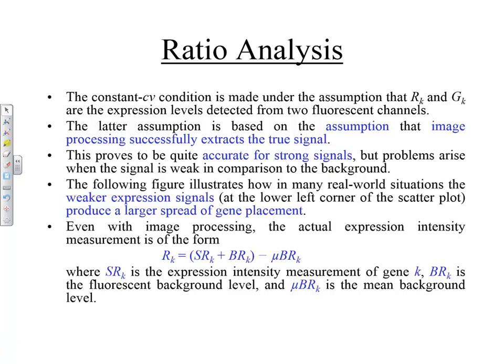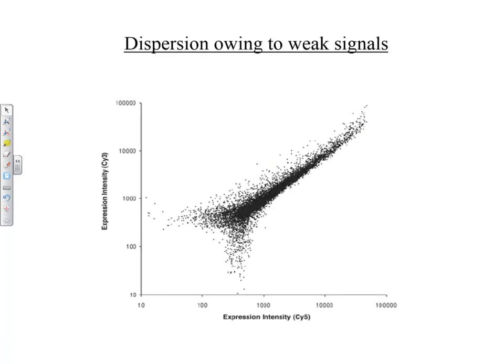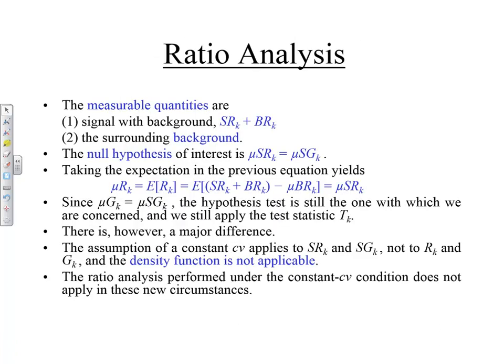Now the problem is, if you're looking at this signal, the actual expression intensity, this will satisfy the constant coefficient of variation requirement. But however, you're going to work with this signal, RK and GK, and these will in general not satisfy that assumption. So that's the problem. The measurable quantities here are signal with the background, that is the red signal plus its associated background at the kth spot, and also the surrounding background.